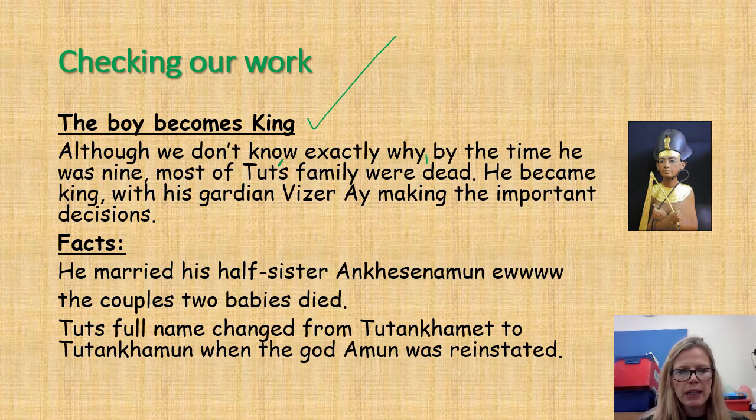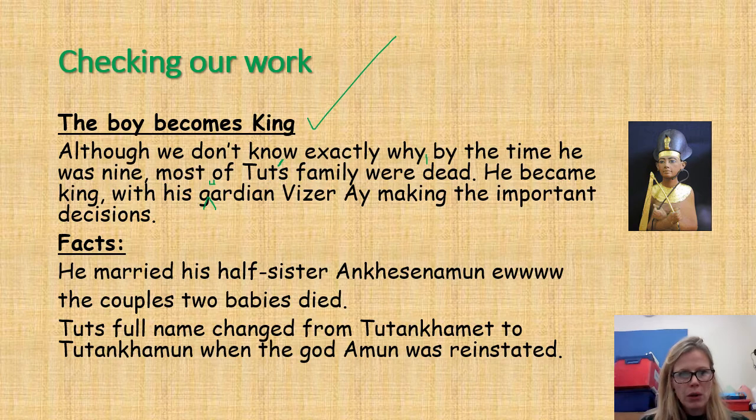He became king with his guardian vizier Eye making the important decisions. Some of you might have spotted, which I have just done, a spelling mistake in there. So it's one of your words that we test you on. I shouldn't have got that wrong. It's guardian with a U. There we go.